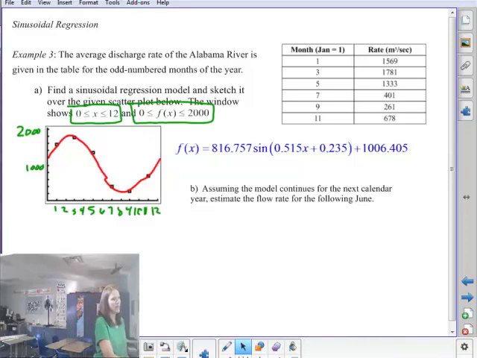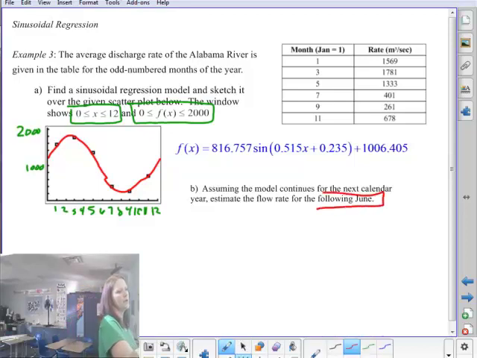Okay, letter B. Assuming the model continues for the next calendar year, estimate the flow rate for the following June. Okay, so first question, what month number is June? January, February, March, April, May, June. I picked June, I like June. June is the 6th month of the year, but this is the 6th month of the year after all these months. So a year has gone by. So we're going to actually do f of 18.